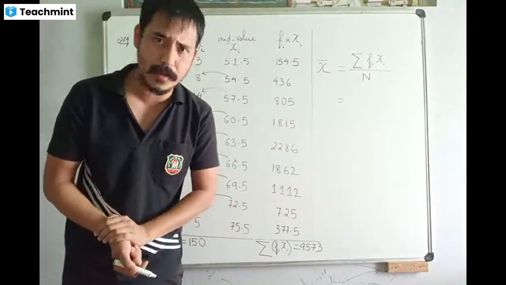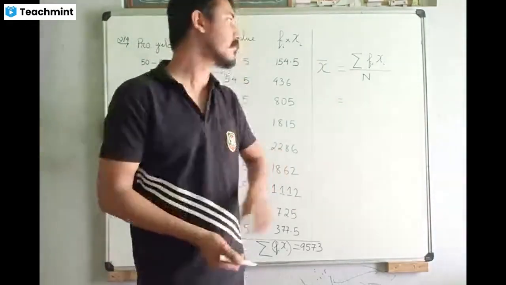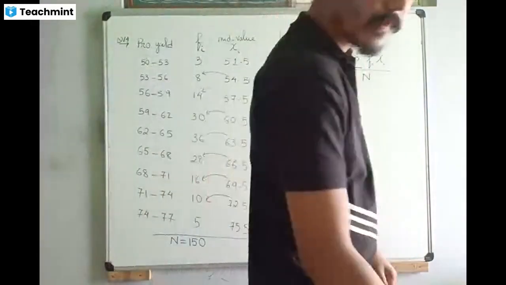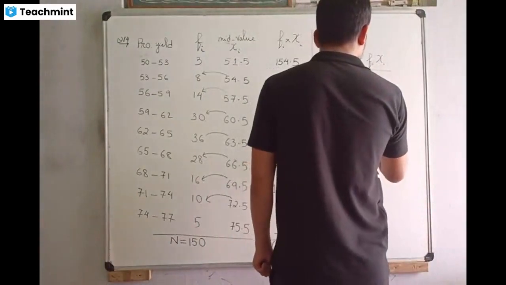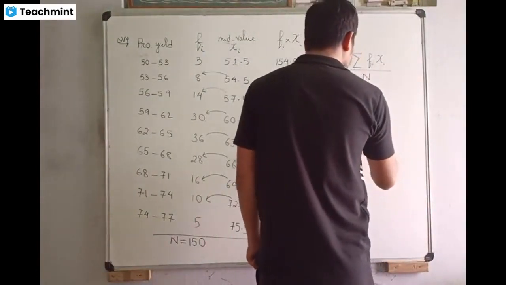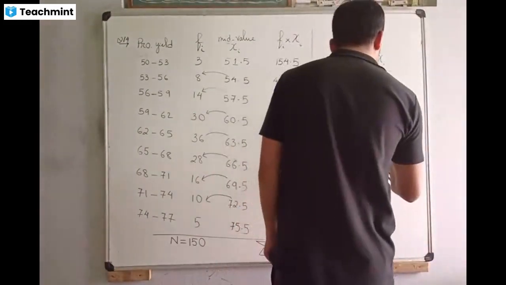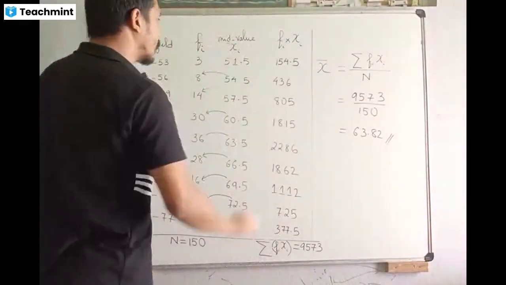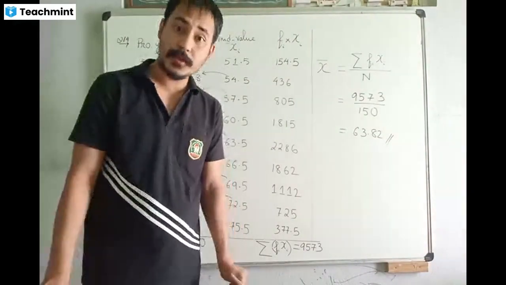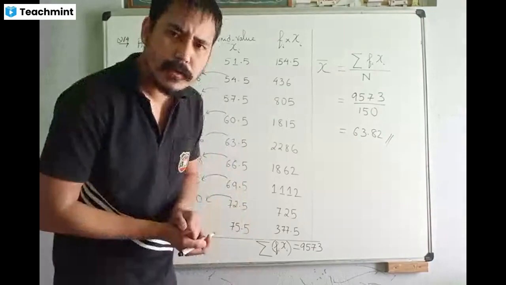And why do we choose the direct method? No method was prescribed in the question, but still we use the direct method. I will tell you why. Just let us solve this first. 9,573 divided by 150 is obtained as 63.82. So the arithmetic mean of this entire data is 63.82. Now, why do we choose the direct method? No method was prescribed, but we still chose it.